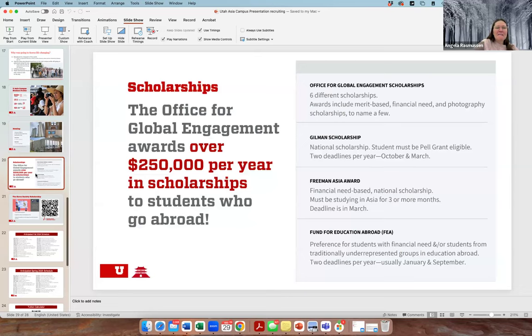Yes. But one of the nice things is that this is not just our department who's doing this, the global university services is promoting this, and they are able to set up 4 different scholarships.